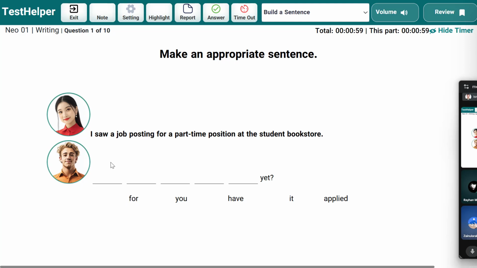As I told you, in build a sentence, we have to drag the word. For example, if I choose this one, I may use "have you." So what should I add next? We have the verb "applied." Exactly. So it works this way. We have to drag the word and drop it here.